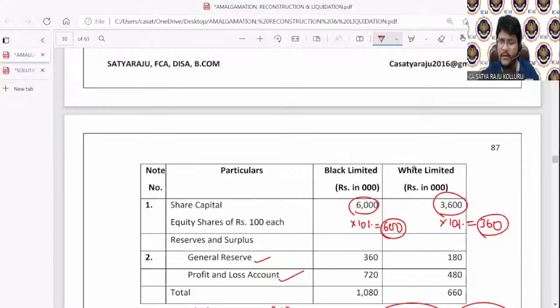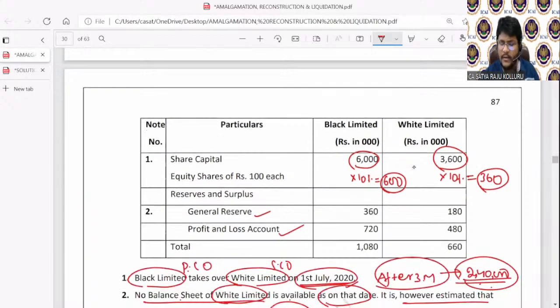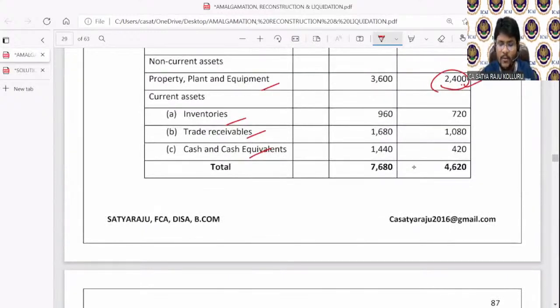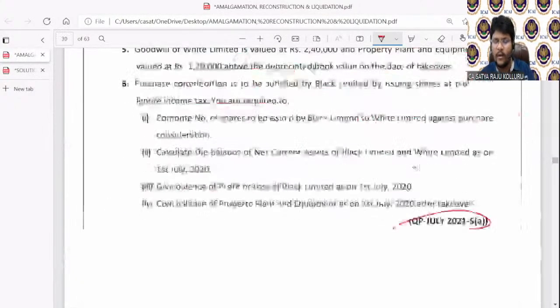This 360 is also reduced from reserves and surplus. Now the net reserves and surplus would become 1080 minus 600. Am I right? Next, this is also the reserves and surplus minus 360. At the same time, you need to reduce from the bank balance as well. Where is the bank balance? Cash and cash equivalents, here it is. You need to reduce the dividend amount from cash and cash equivalents for both the companies.